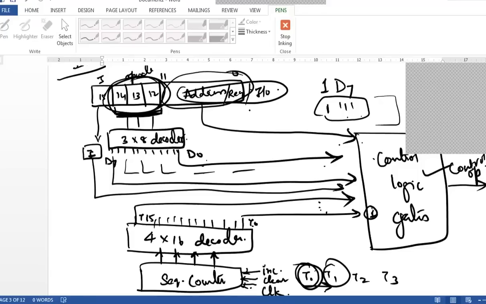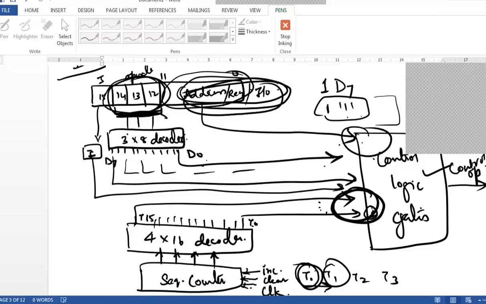Did you understand this figure? Step by step, what did we do? We first provided all the timing signals to the control logic gate. Then we provided this part directly to the control logic unit. These 3 we provided after decoding to the control logic. So 8 signals from here, 16 from here. This 15 bit part individually we provided to the control logic unit.